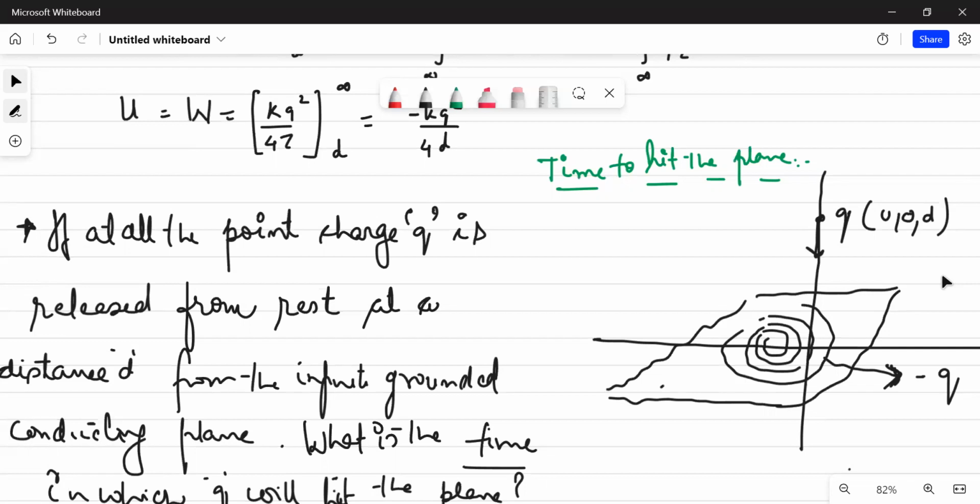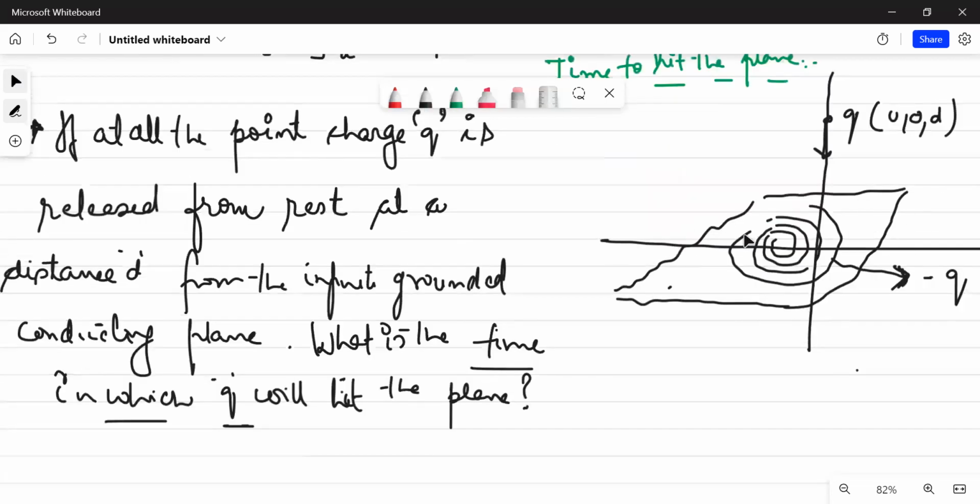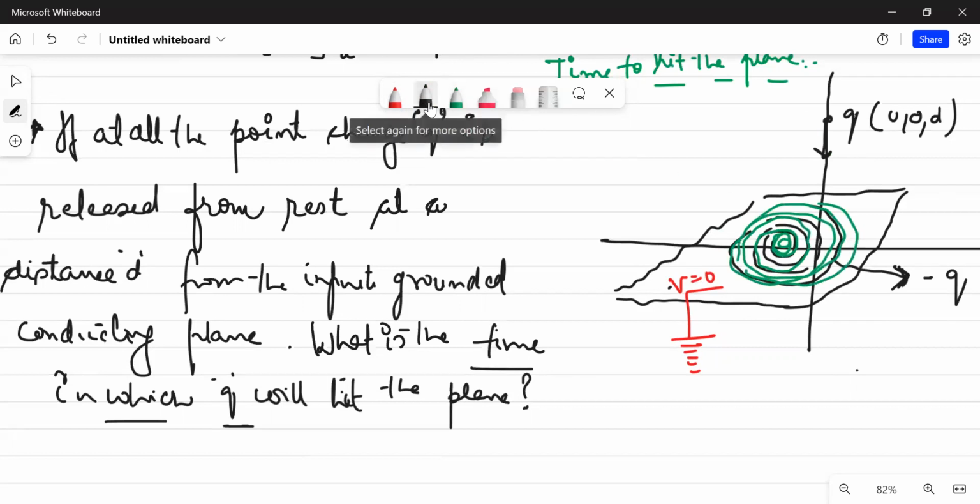So one can think of what the time should be in which the charge q hits the plane, provided it is released from rest at a distance d from an infinite grounded conducting plane. So this is our query: if this is the charge q, it is placed in front of an infinite grounded conducting plane, which means your potential is 0 here. Because of this charge q, some negative charge density is induced here, and because of this negative charge density, q will feel attracted towards this infinite conducting sheet. So you can expect that it would hit the plane at some point of time, and we want to find that time. Okay, so this is our query.